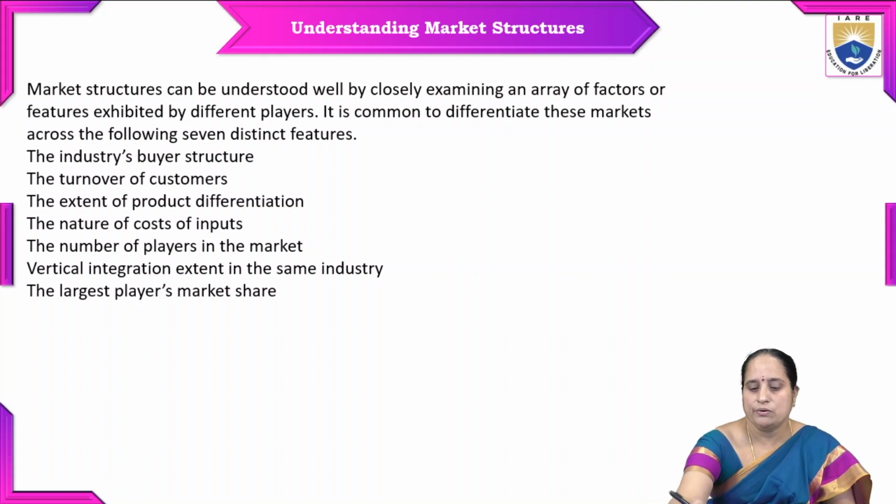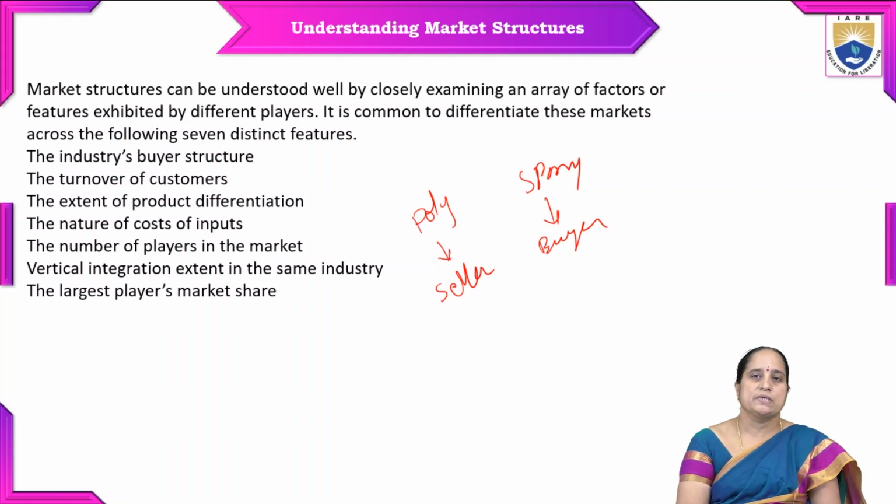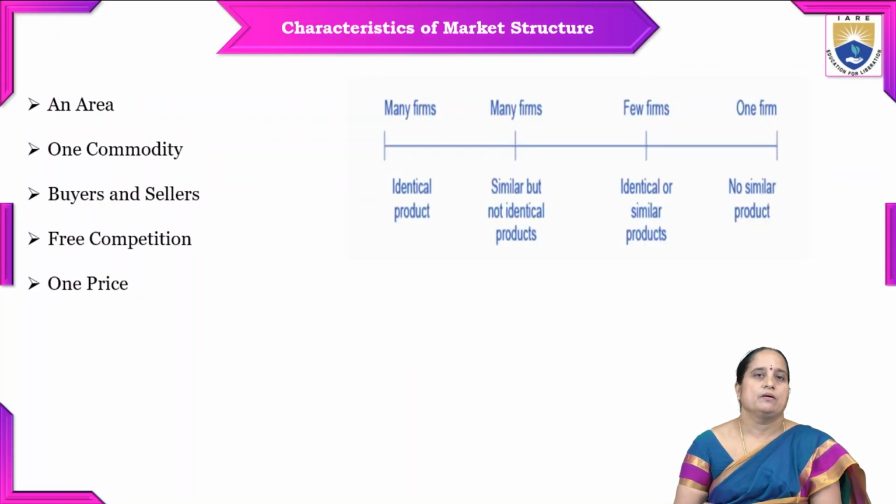In marketing, when you are talking about the buyer and seller, poly means the seller and psony means the buyer. Based on the number of sellers and number of buyers, we decide the market structure. It also depends on the type of competition available in the market, whether it is perfect competition or imperfect competition. Based on that, we'll decide the market structure. Coming to the characteristics of market structure based on the area, area in the sense here we are going to consider the geographical region.